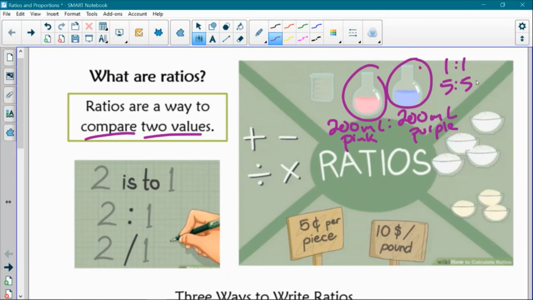With these bowls of rice, I see 4 bowls of what looks to me like maybe white rice, and then let's say that's fried rice, 3 bowls of fried rice down there. So there's 4 bowls of white to 3 bowls of fried rice.